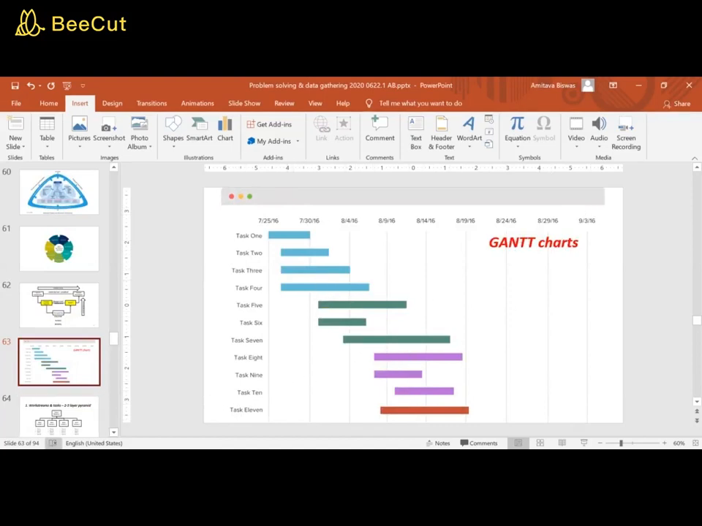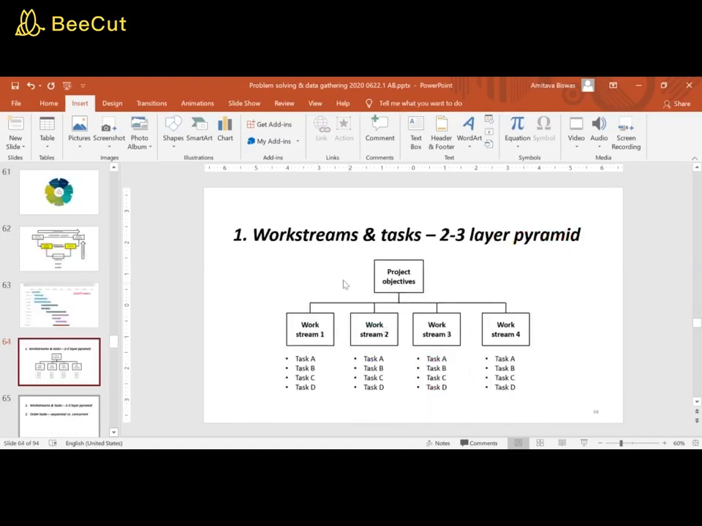To put the Gantt chart together, we go back to our structure. We think about the work streams and the tasks, this 2 to 3 layer pyramid. We'll talk about what that means as a pyramid principle later. We have our project objectives, what we want to do. This is the thing that we're trying to build. This is the problem that we're trying to solve.